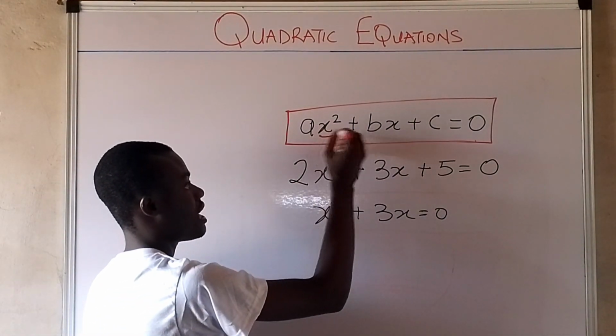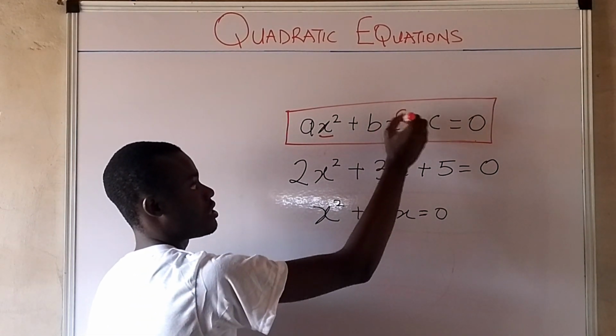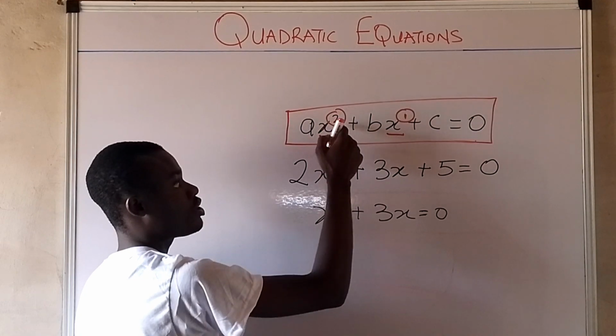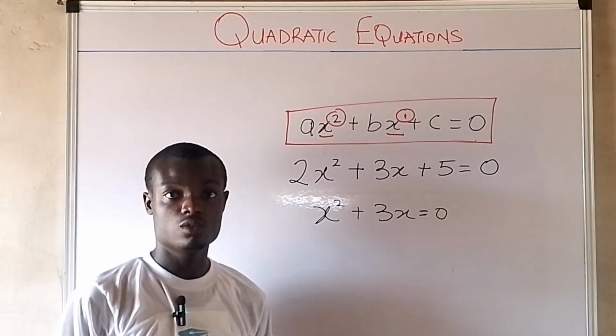x is an unknown, and x here is also an unknown. But the power of x here is 1, and the power of x here is 2. Because 2 is greater than 1, it makes this entire equation a quadratic equation.